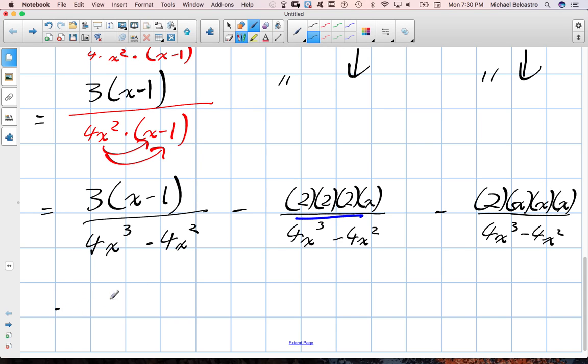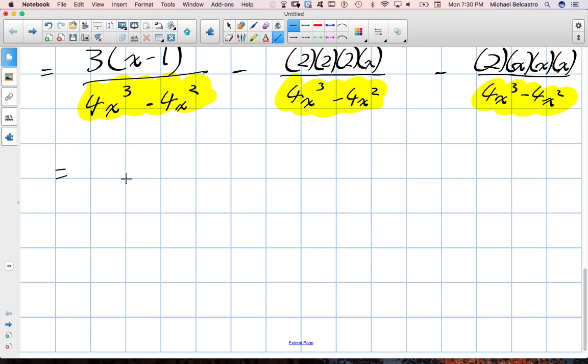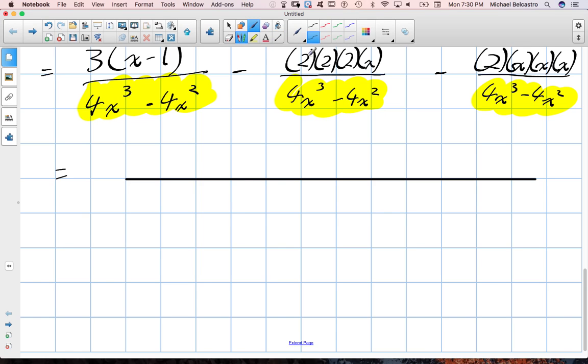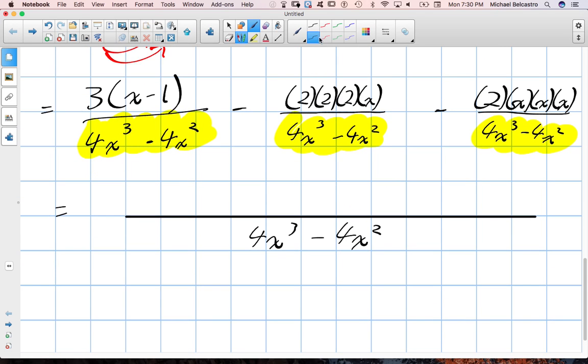So now that we have a common denominator, so the denominator is the same throughout, we're just going to write this as one large fraction. And that one large fraction is going to just be over our one common denominator, which is 4x cubed minus 4x squared. What's going to be on top? Well, it's the simplified numerator. So we're going to use the distributive property. 3 times both of those, so 3 times x gives us 3x. And 3 times negative 1 is negative 3. I'm going to leave it as a set of brackets. This subtraction sign kind of bumps up to the numerator.